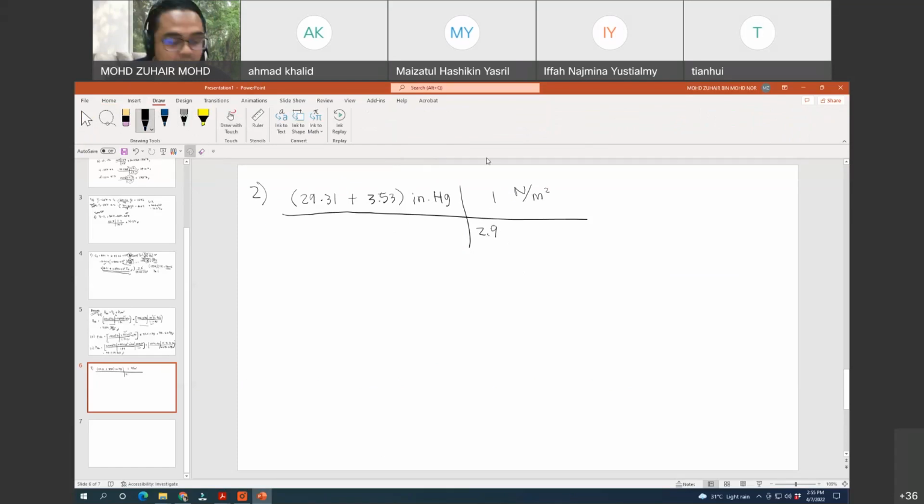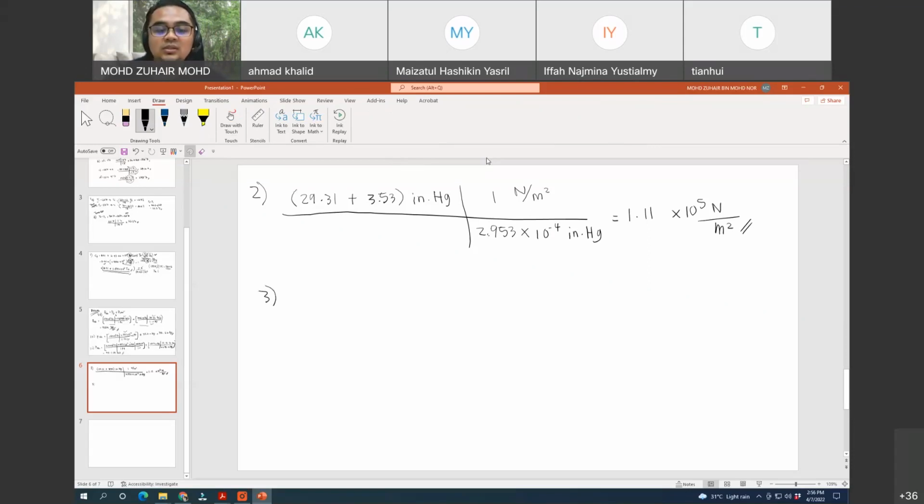Two point nine 53 times 10 power of negative 4 inch Hg. So the final answer that you're going to get is 1.11 times 10 power of 5 Newton over meter square. So this is the final answer for question 2.